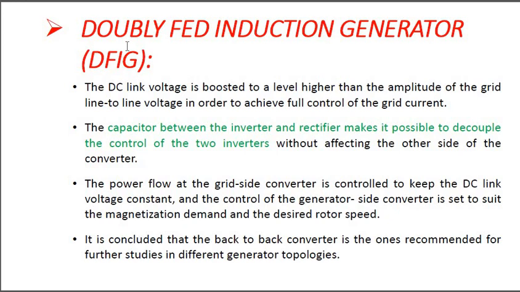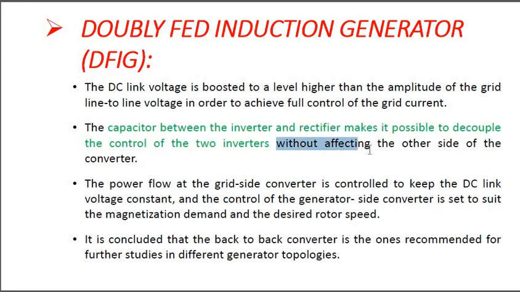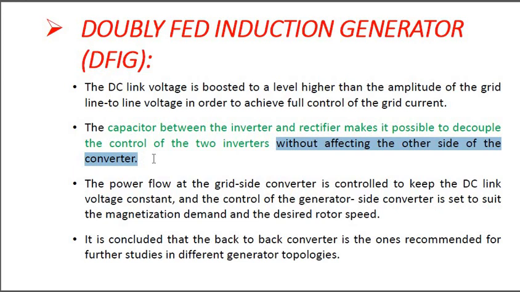Now the DC link voltage is boosted to a level higher than the amplitude of the grid line-to-line voltage in order to achieve full control of the grid current. And the capacitor between inverter and rectifier makes it possible to decouple the control of the two converters without affecting the other side of the converter. So the capacitor is used to separate the inverter and rectifier.